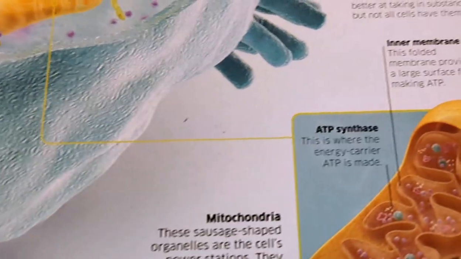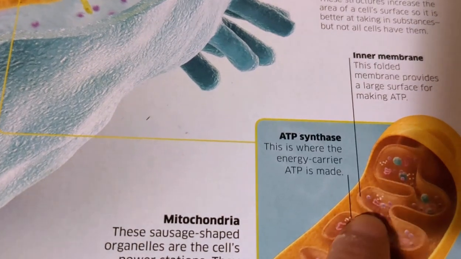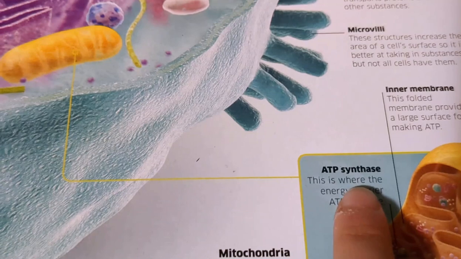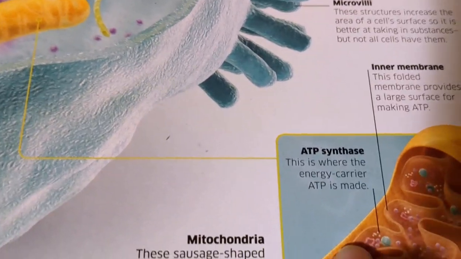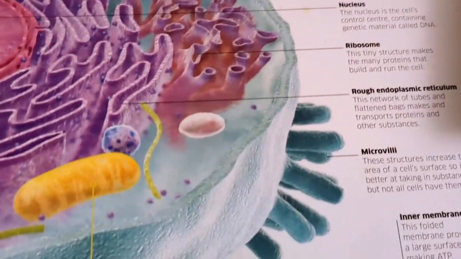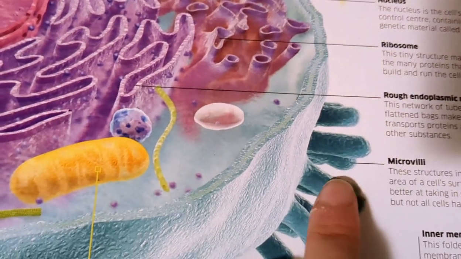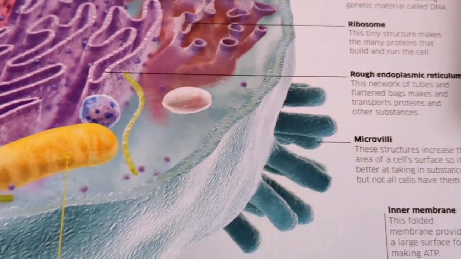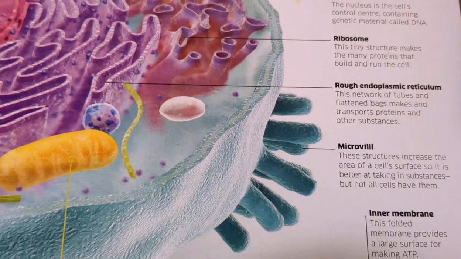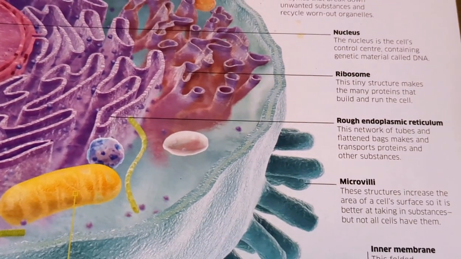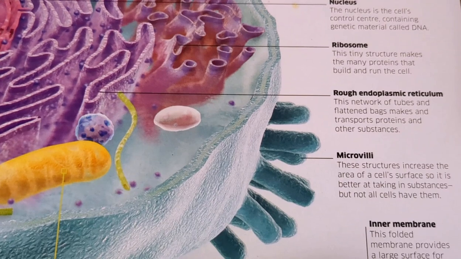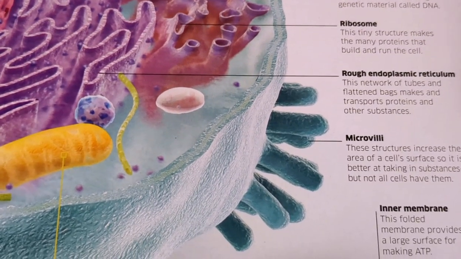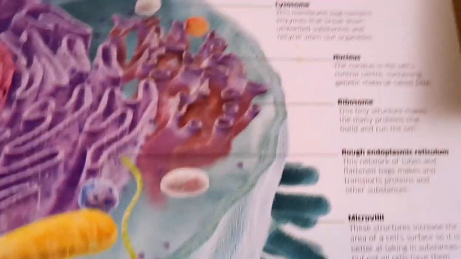Now this is the inside of a mitochondria. This is the inner membrane, the ATP synthase, with the energy carrier. Okay, moving on. Microvilli. These are not always in many cells, but some of them do have them. These structures increase the area of the cell's surface so it's better at taking in substances, but not all cells have them.